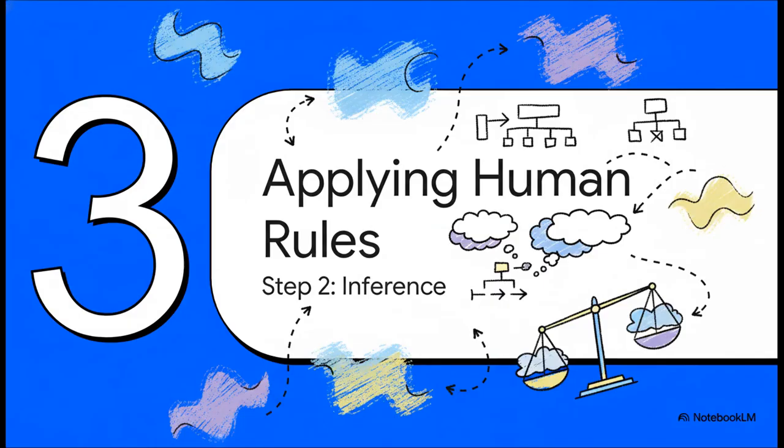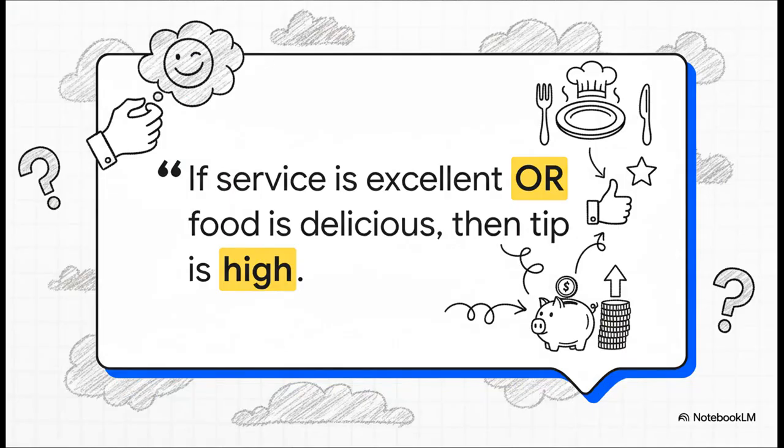All right, on to step 2, inference. This is where we take our new fuzzy numbers and start applying some good old-fashioned common sense. Now this is the part that feels really human. We can write rules in plain English. For example, a rule could be, if the service is excellent or the food is delicious, then the tip is high.